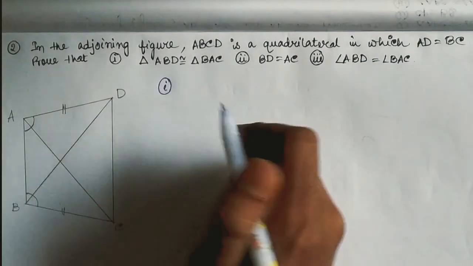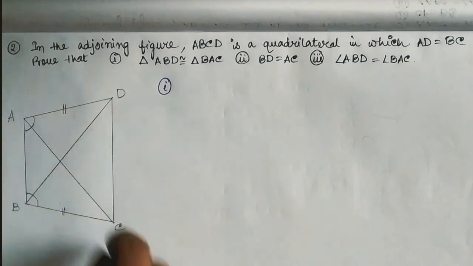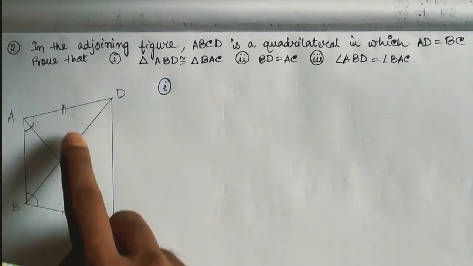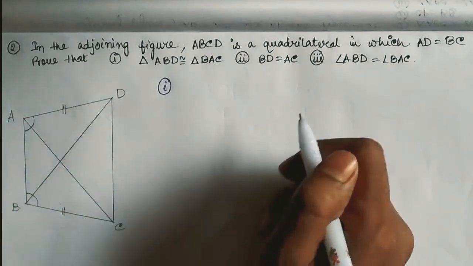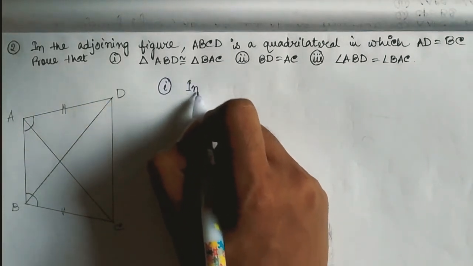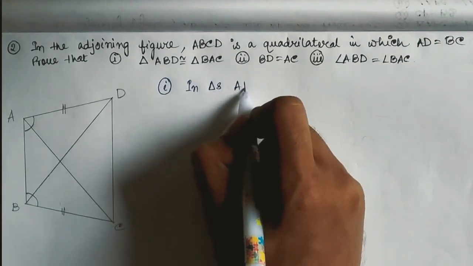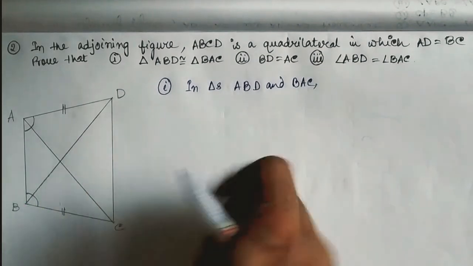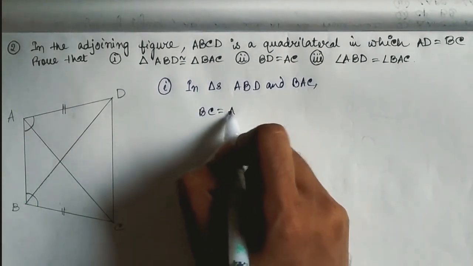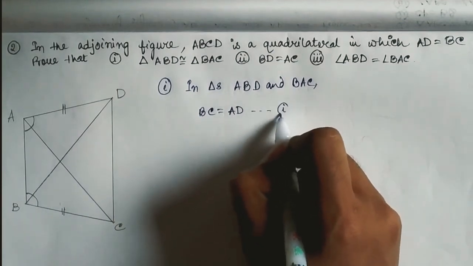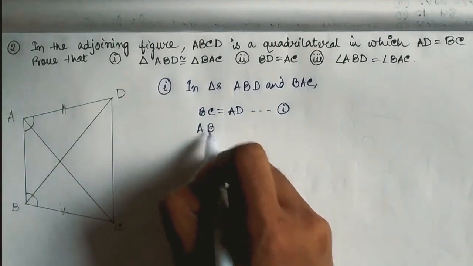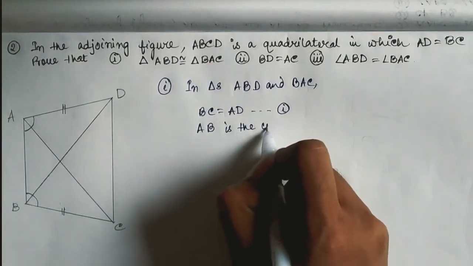So let's start. All of you now closely follow triangle ABD and triangle BAC. In these two triangles you can clearly see that in triangle BAC the side BC and in triangle ABD the side AD, they are equal as it is given. So first let us write, in triangles ABD and BAC, it is given that BC is equal to AD. So let's write it first, BC equal to AD. So this is our point number 1. Next, this side AB is common. So AB is the common side.